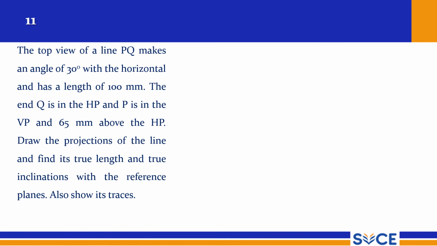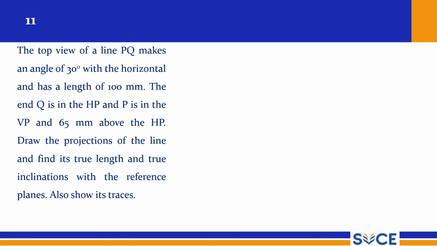So this is the 11th problem. The top view of the line PQ makes an angle of 30 degrees, so the top view angle is beta. The beta angle is 30 degrees with the horizontal, and the top view has a length of 100 mm. Q is in the HP, and P is in the VP and 65 mm above HP. So one end is in HP and the other end is on VP. That is the speciality of this problem, right?